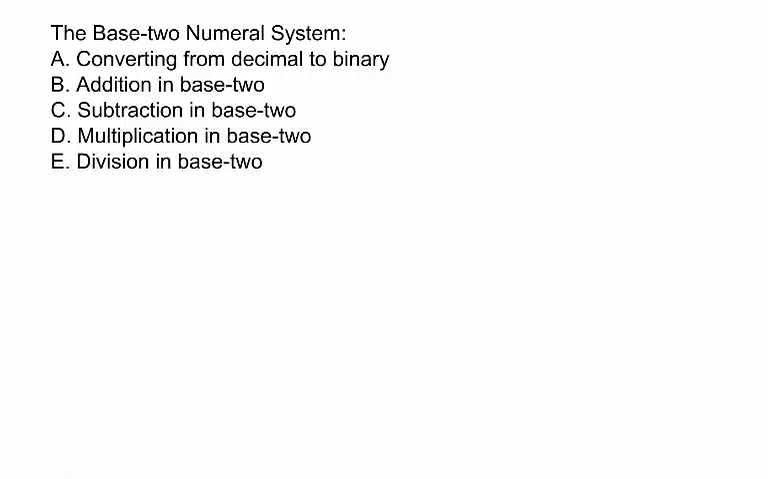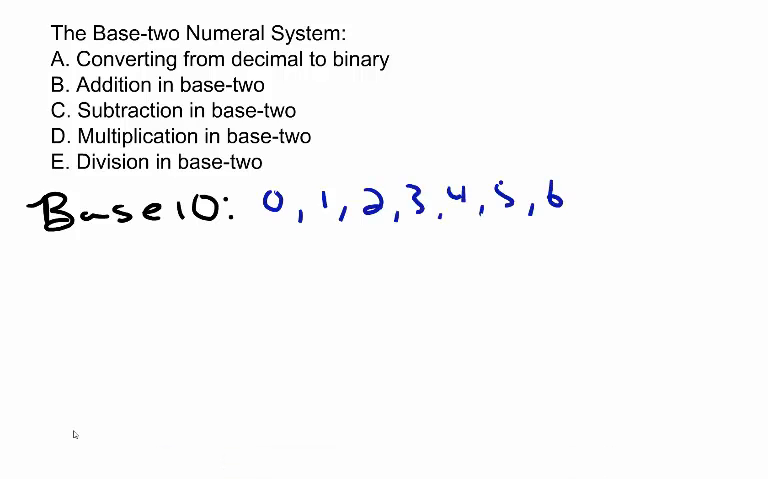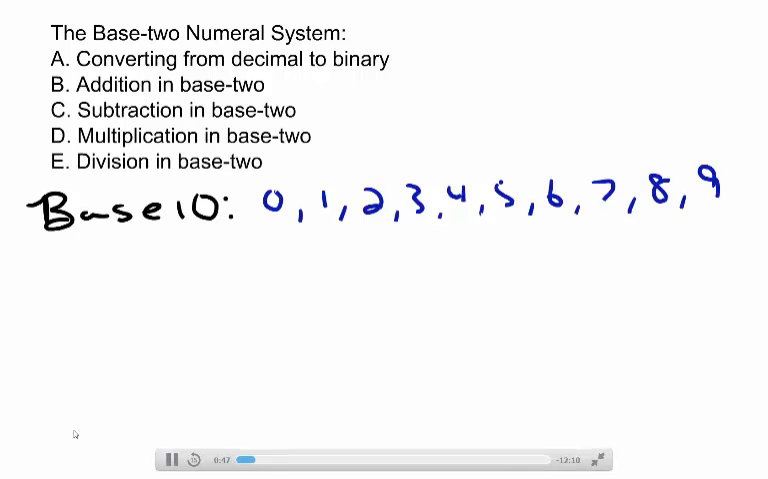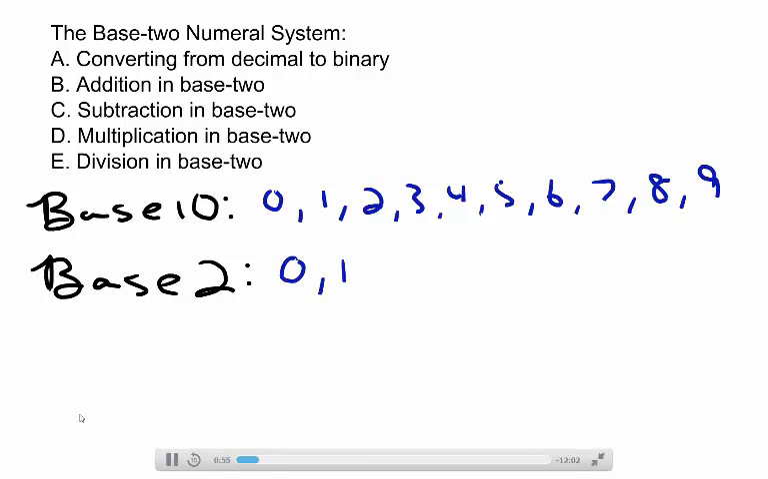The numeral system that we're familiar with is called base 10. In base 10, we have the following allowable digits: 0 through 9. In binary, or base 2, our allowable digits are 0 and 1.